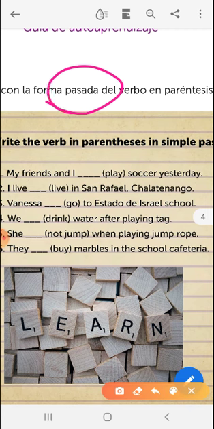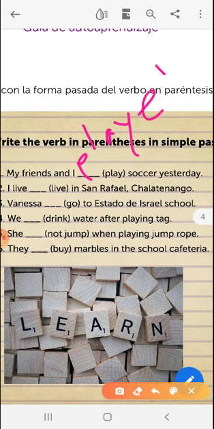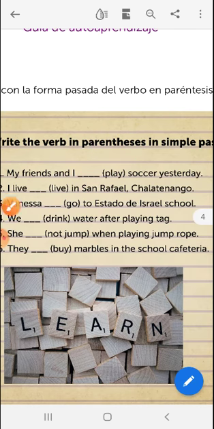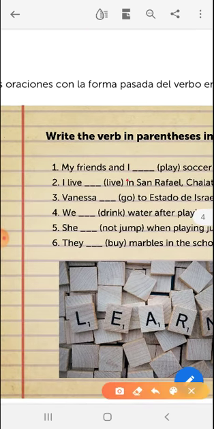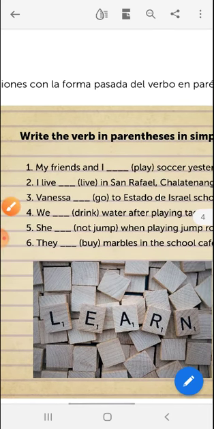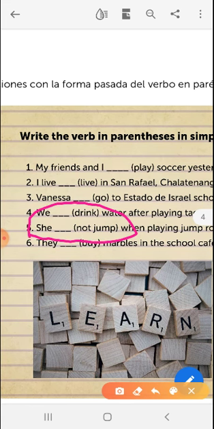My friends and I, okay, soccer yesterday. How do I say play in the past? Play in the past? My friends and I played soccer yesterday. Lo mismo, the same in number 2, number 3, number 4, number 5, number 6. Okay? Now, attention here. Number 5. Attention here in number 5. See? She, blank, espacio, not jump.